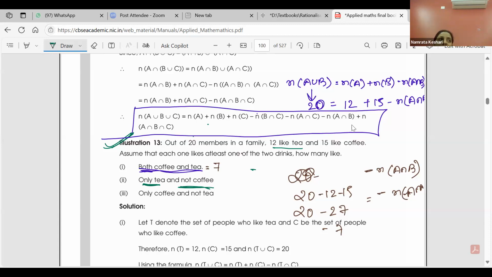If it is given that 12 people like tea, that means there are some people over here who like coffee also. Okay, so there are some people who like coffee also. If, for example, in real life, let me take a proper example. Okay, let me explain this question only.